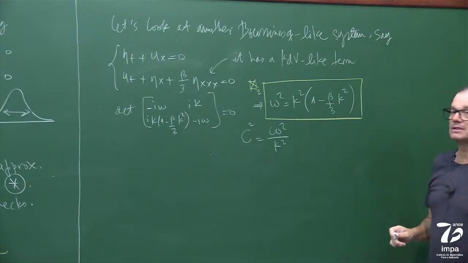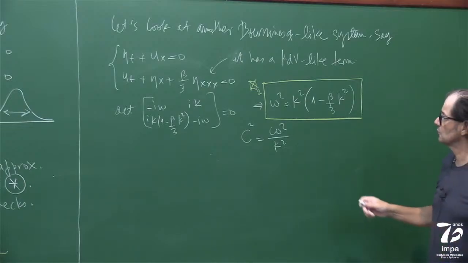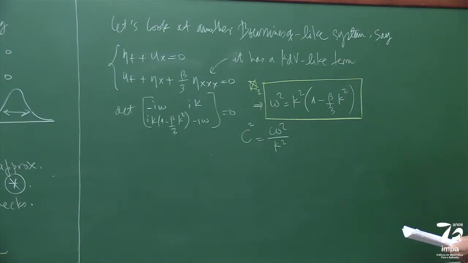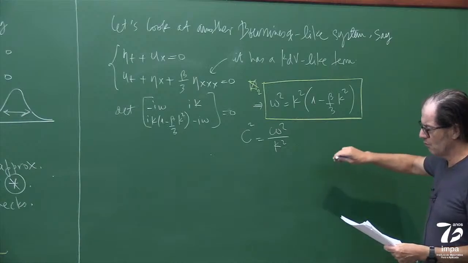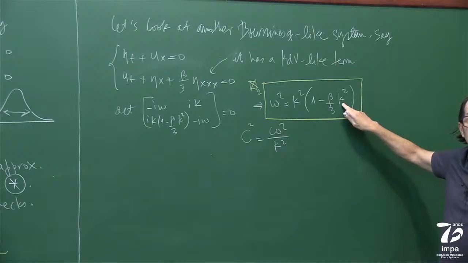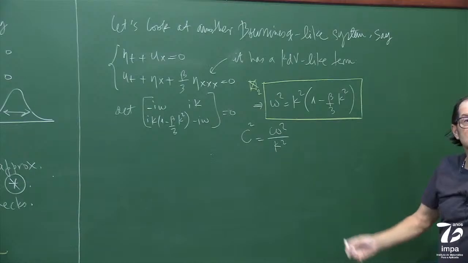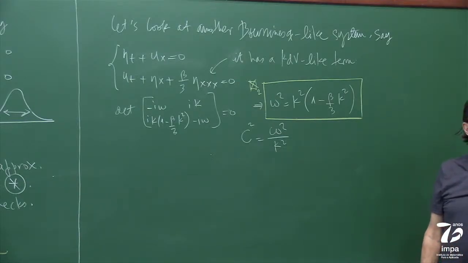Okay, this is the phase speed. So the phase speed, look what happens. When the K is large enough, this number will become negative. And if we take the square root, we might get complex valued frequencies at a certain point. So this might generate instabilities.